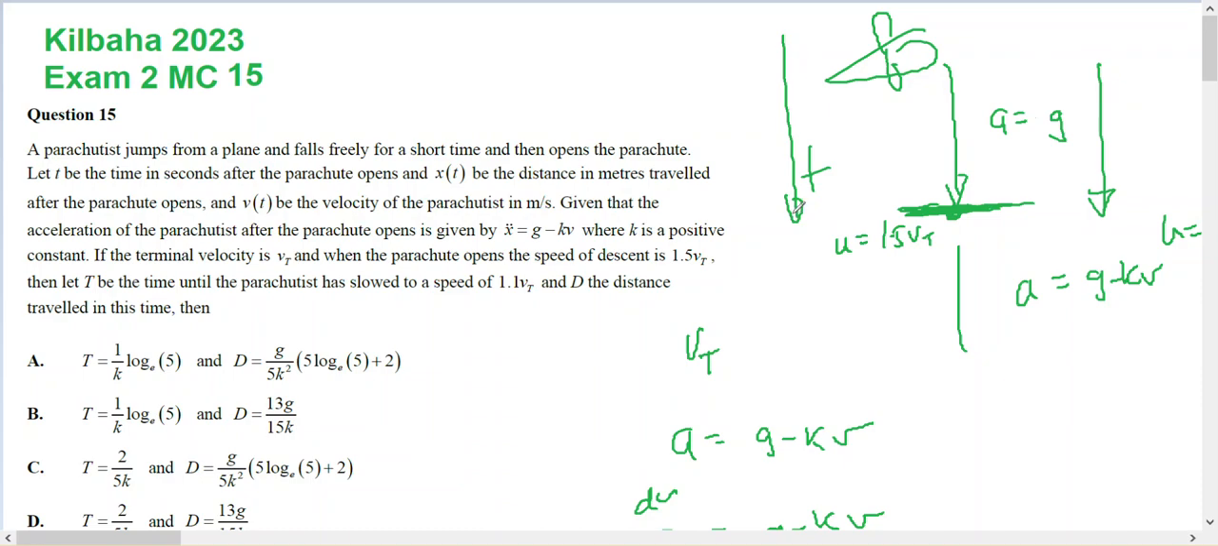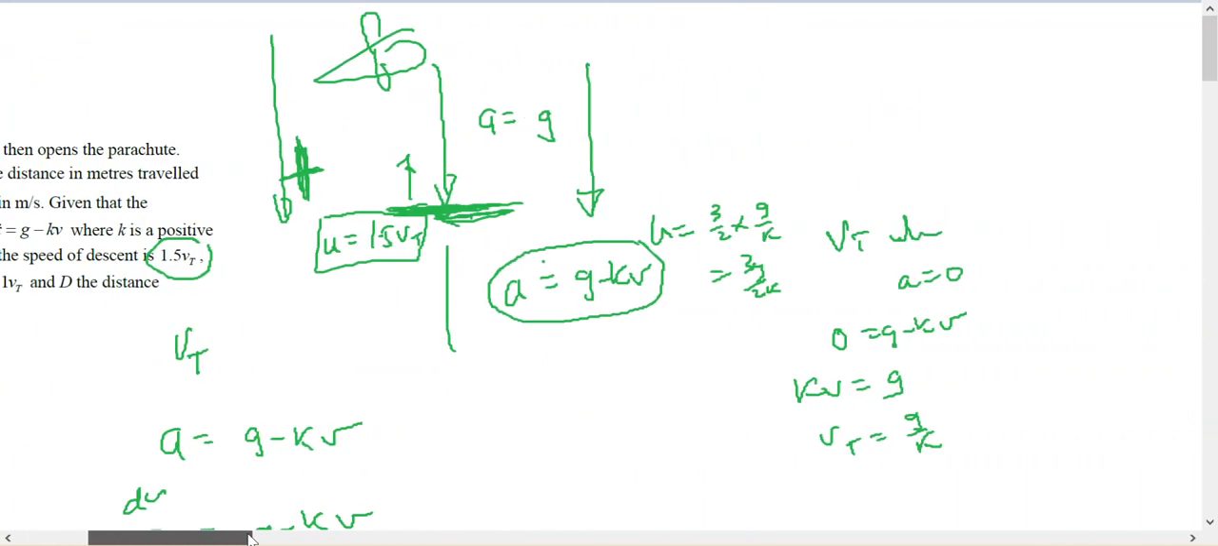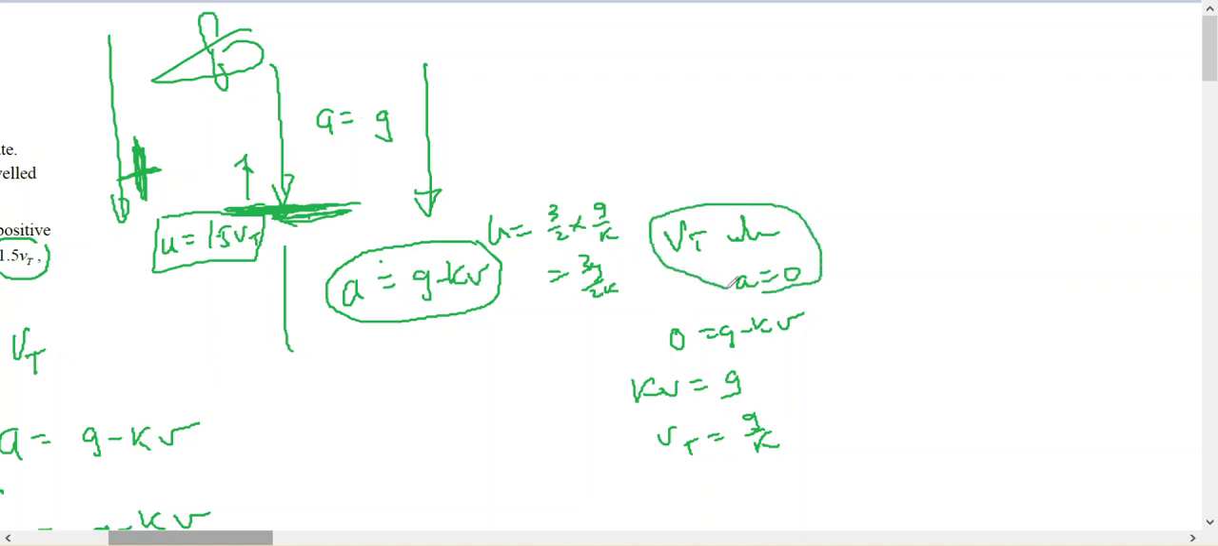So I'm assuming that t is positive going down because my g in the acceleration was given as a positive g, and the parachute, which would act as resistance against the direction of motion, is negative. If the terminal velocity is vt and the parachute opens at a descent speed of 1.5 vt, then when the parachute's opened, u is going to be 1.5 vt. Since acceleration is g minus kv, terminal velocity will be when acceleration is 0.